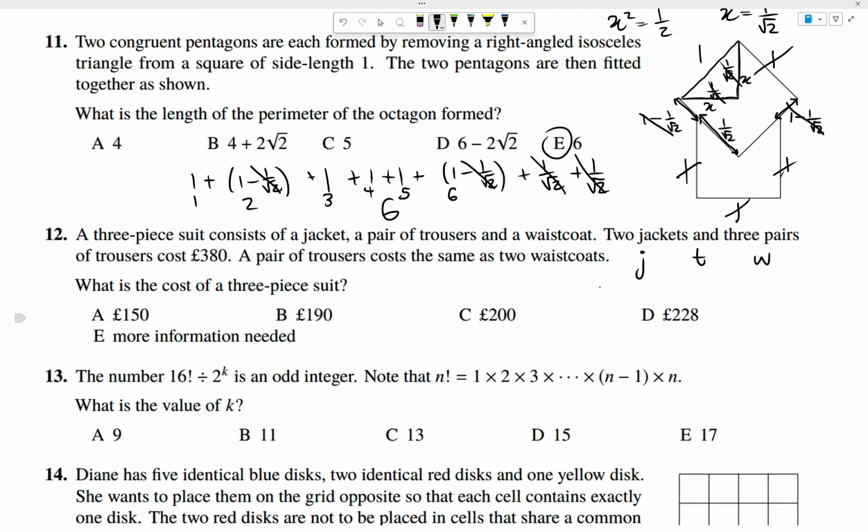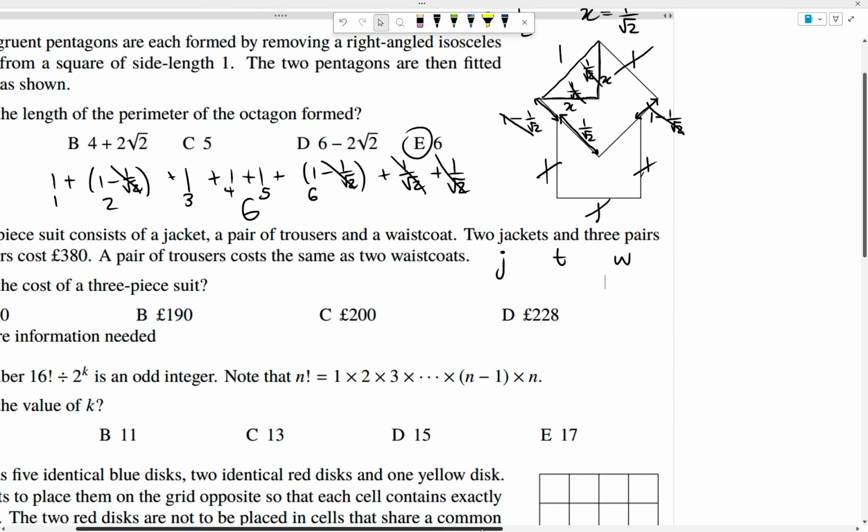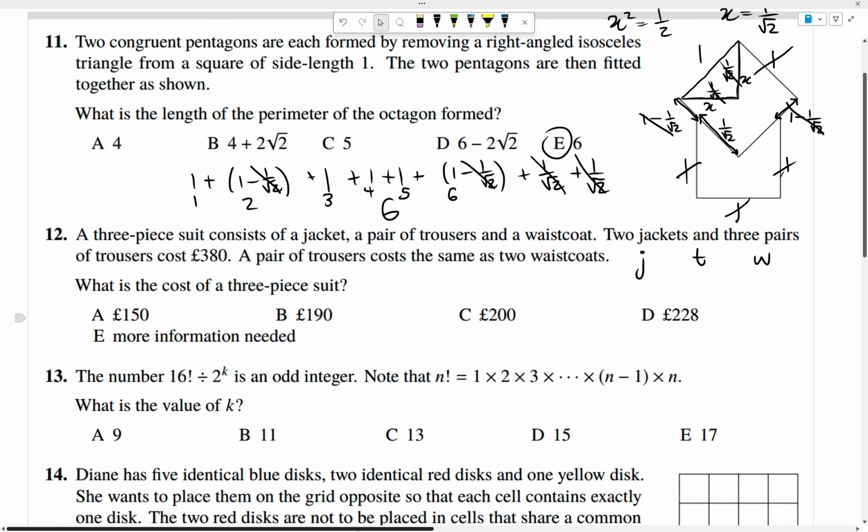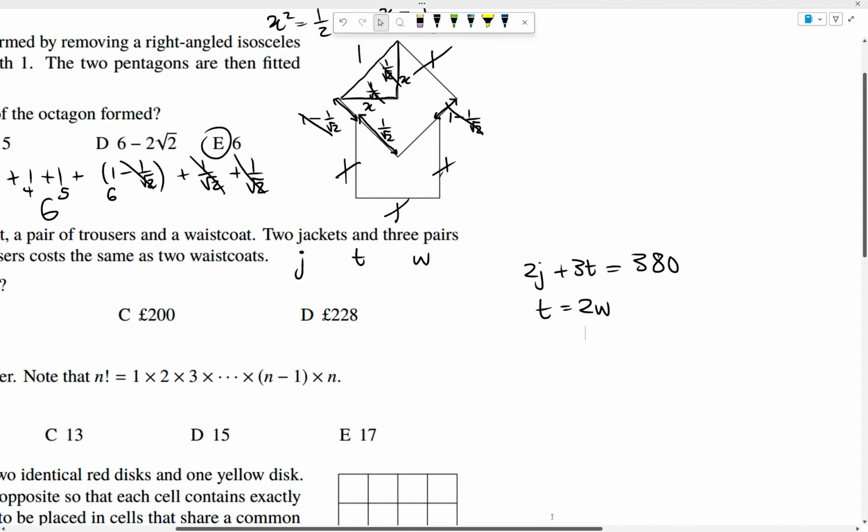And then I'm going to write as equations the information that's given. So that is 2 jackets plus 3 pairs of trousers is 380. And a pair of trousers is the same as 2 waistcoats. And the question is asking for the cost of a three-piece suit. So the question is asking for a jacket plus a waistcoat plus trousers.